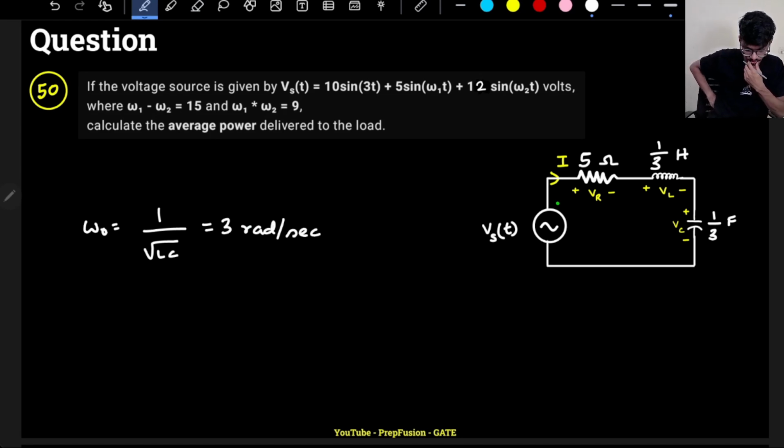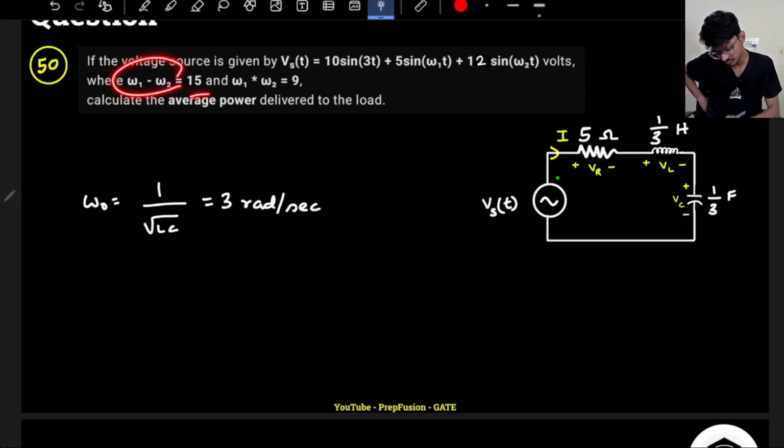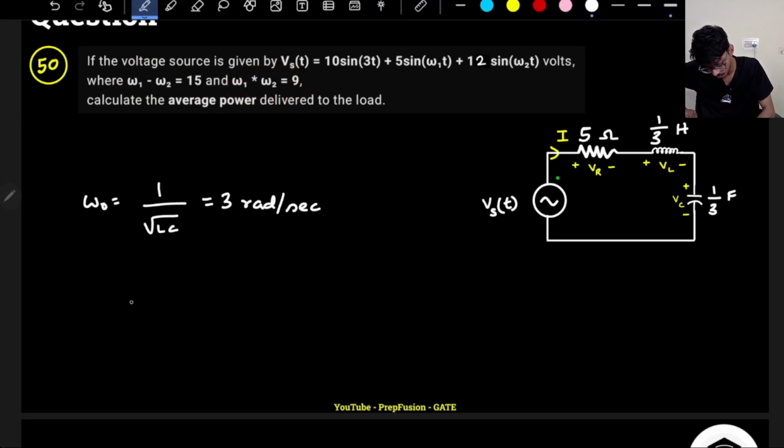Radian per second. Okay, so this is my omega naught basically. Now what about the Vs of t and Vr, Vl, all these things? They are telling me omega 1 minus omega 2 is 15. So what can I say is, omega 1 into omega 2 is 9. So this fact, I know one relation, that omega h into omega L is omega naught whole square.